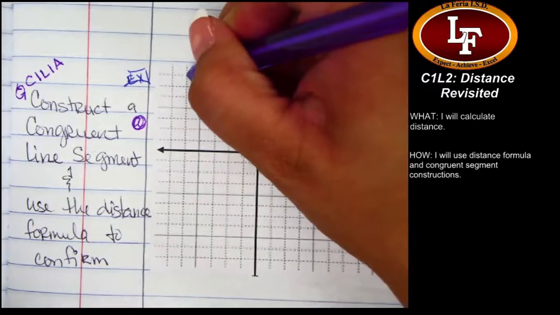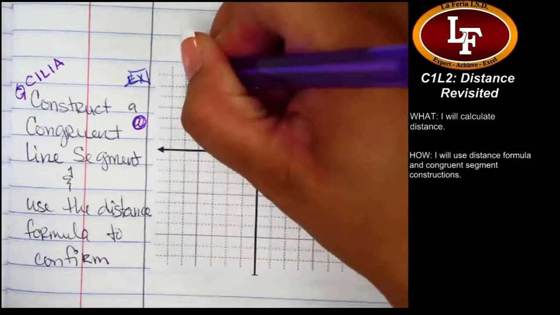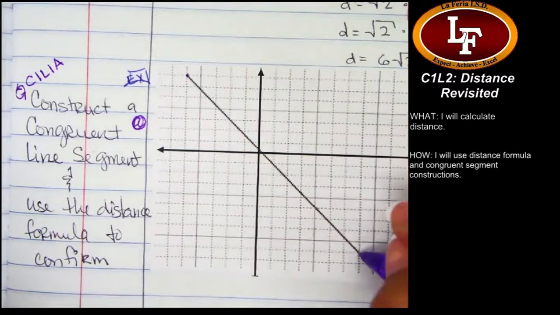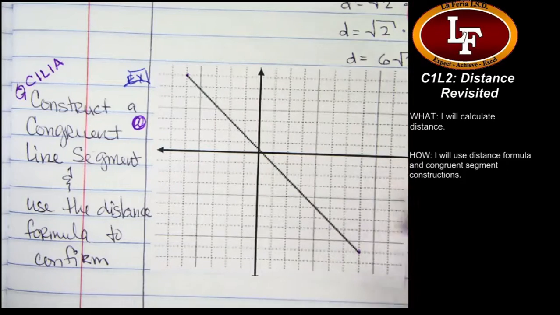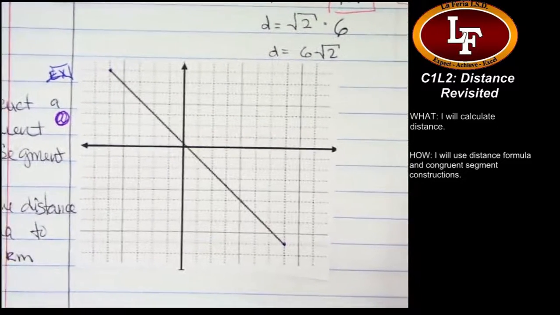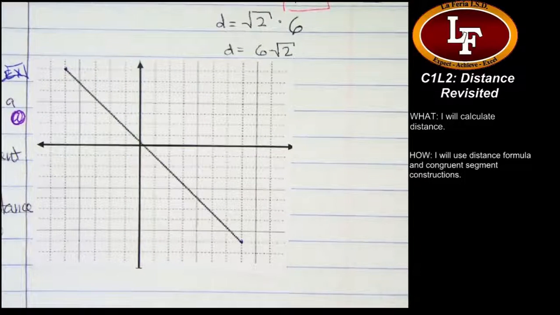All right, I'm going to go ahead and make these endpoints a little easier to see. Right there and right there. Pause the video now, go back to those notes, Chapter 1, Lesson 1A, and do the congruent segment construction. All right, welcome back. I'm going to go ahead and do that construction right now.